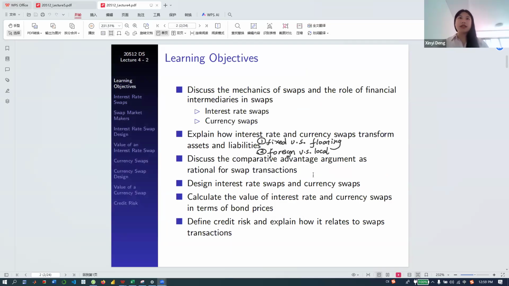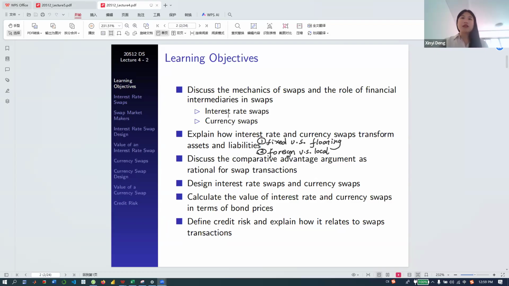Now let's proceed to the learning objectives. Today, first we are going to discuss the mechanics of swaps, and we are actually going to design swaps ourselves. We are also going to discuss the role of financial intermediaries in swaps. Basically, the financial intermediary is going to act as the counterparty for both sides, and for such a service, they are going to charge a commission.